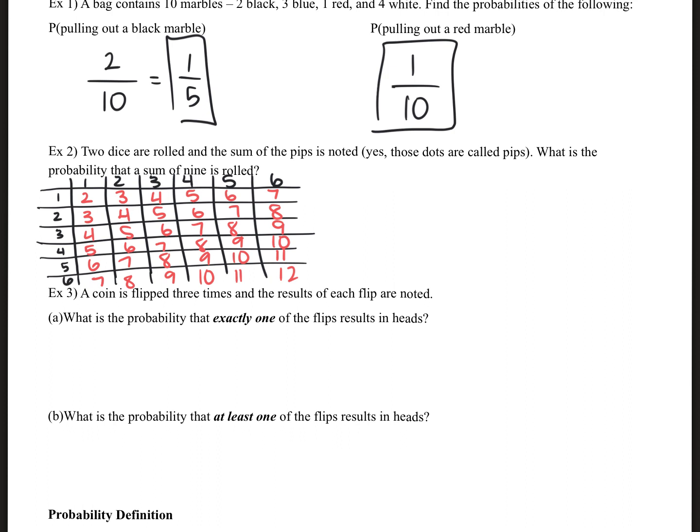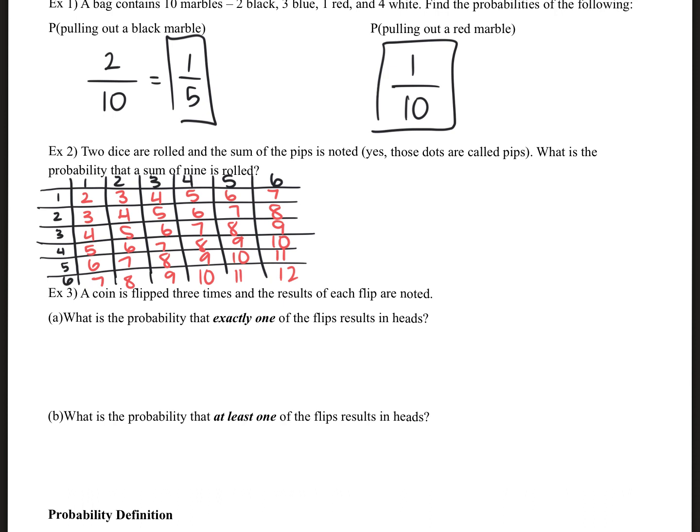This is going to become a very important table. A lot of the probabilities that we are going to do have to do with the probability of rolling a specific sum of 2 dice. So this is a really important table, and we're going to see it again in just a little bit.